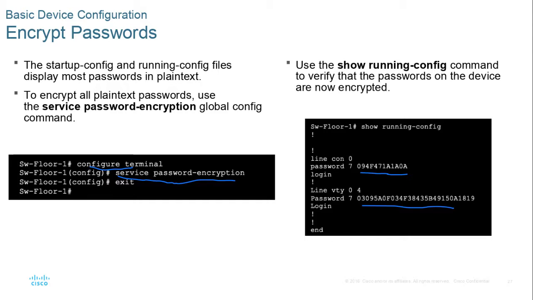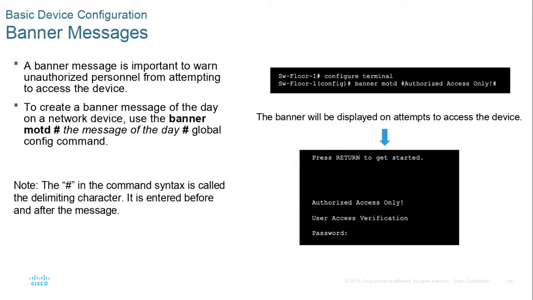So this way people can't look over your shoulder when you're doing a show run and see what's going on in the machine. Or if you print the configuration of the device on paper, they won't be able to see that it's Cisco, it's class, and try to tamper with the system.